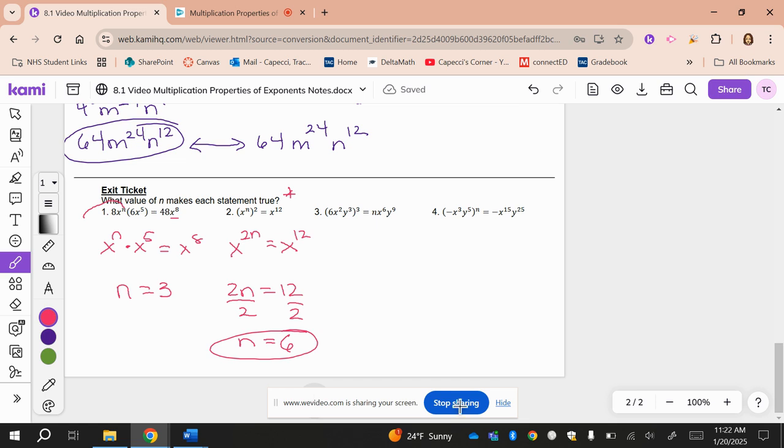In number 3, my n is my coefficient, my number. So I'm not going to worry about my x's or my y's. I'm just going to worry about my number there, my coefficient. So that gives me 6 to the 3rd is equal to n. 6 to the 3rd is 216.